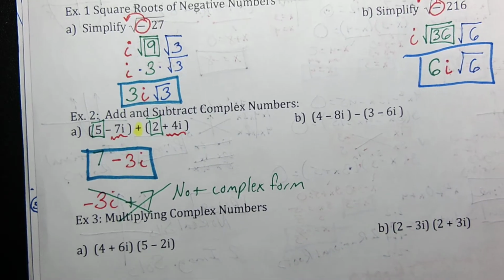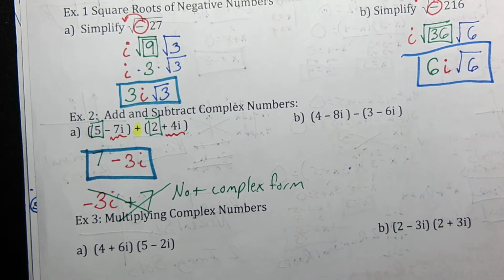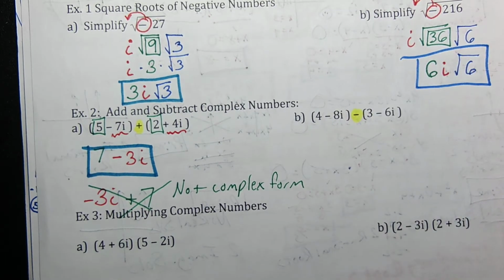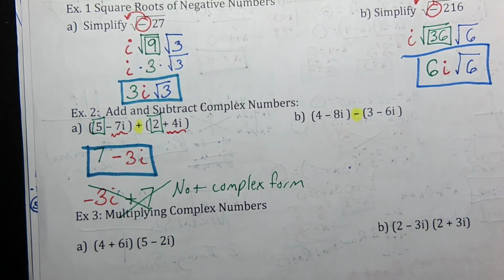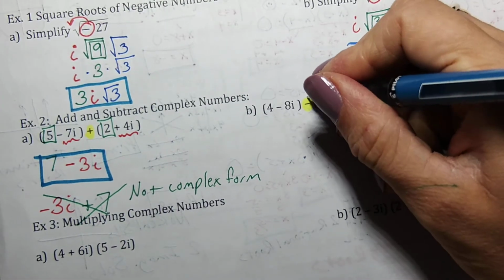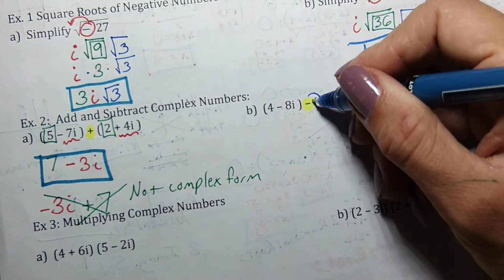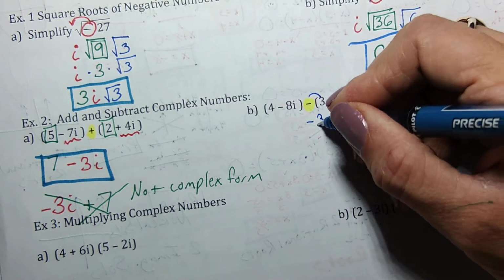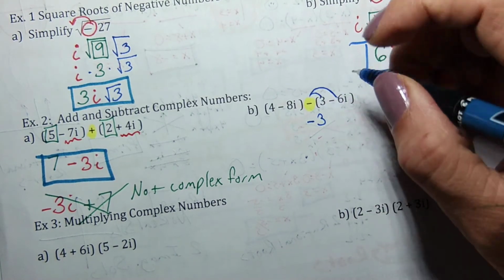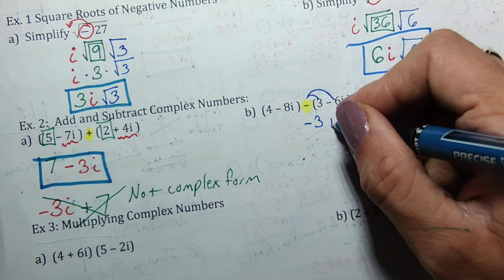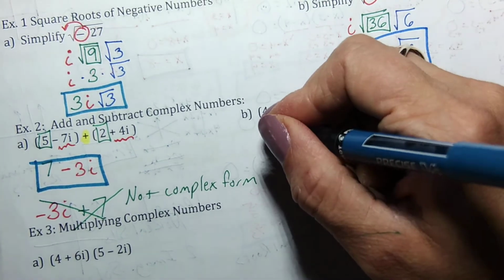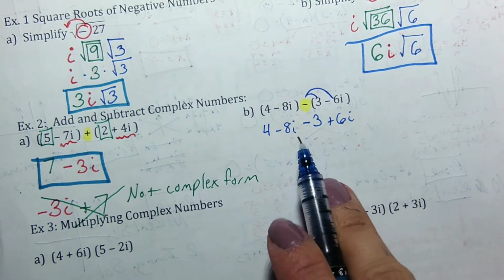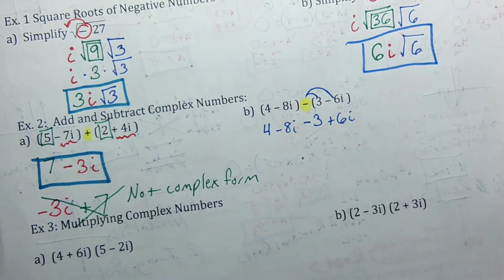Looking at B, we are subtracting these two complex numbers. Now, what we're going to do with that minus sign is distribute it into this parenthesis. So it's kind of like having negative 1 times 3. So negative 1 times 3 is negative 3. And then a negative times negative 6i would be a positive 6i. So now I have this complex number and the opposite version of that complex number.